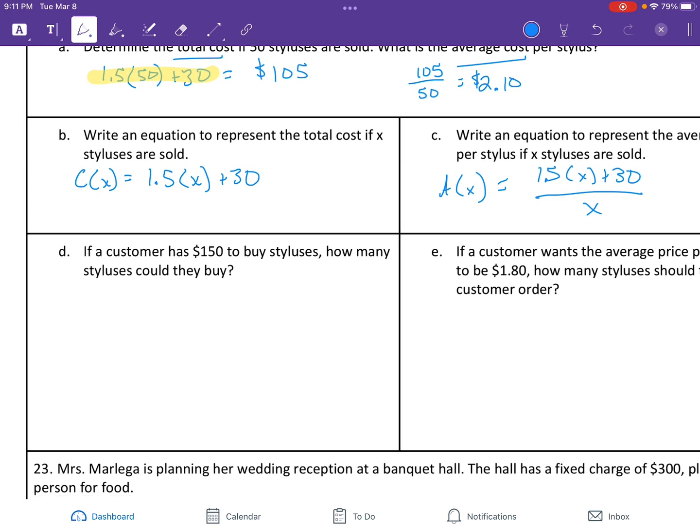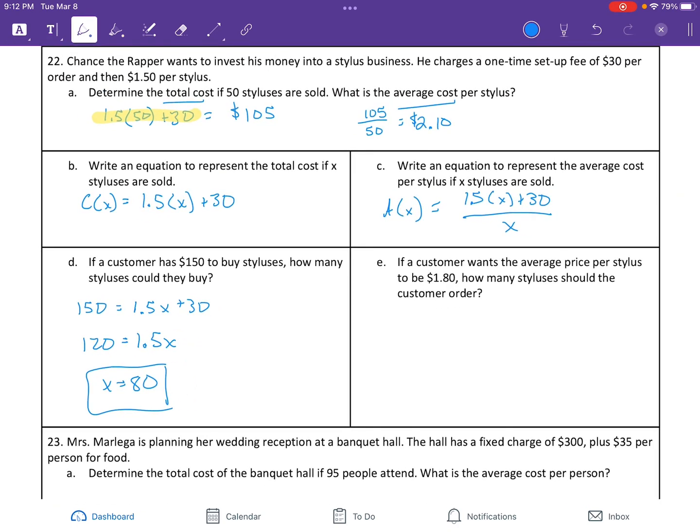Okay, if a customer has $150 to buy styluses, how many styluses could they buy? So if that's the total cost, we're going to put that 150 in front of our total cost equation and then solve for x. So 150 minus 30 is 120. 120 divided by 1.5. x will equal 80 styluses.